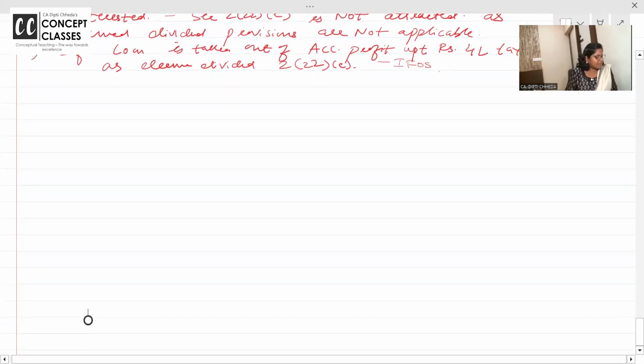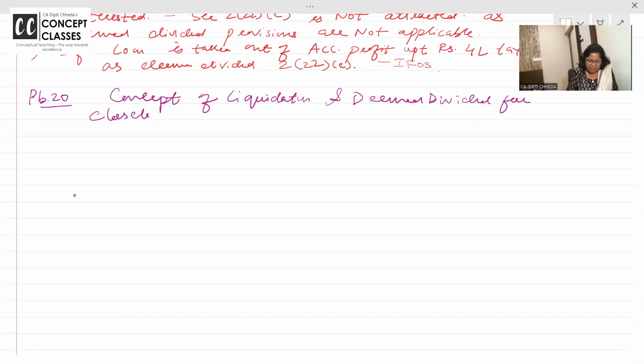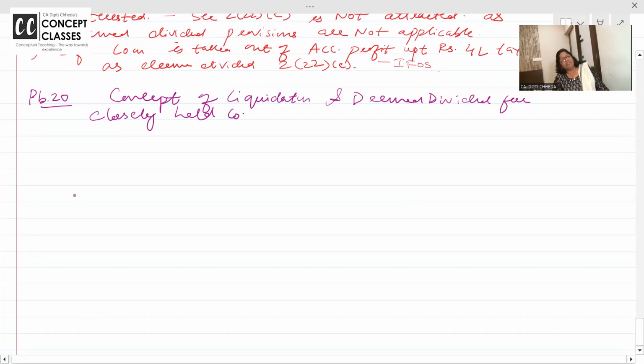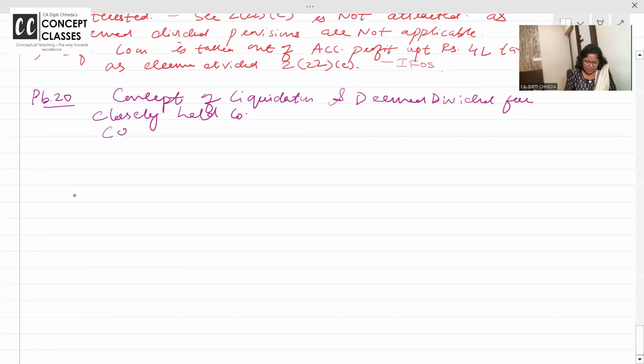Problem number 20. Concept of liquidation and deemed dividend for a closely held company. So that your mind knows what you are writing, write the title properly. In the exam you don't need to write it, you can start directly.